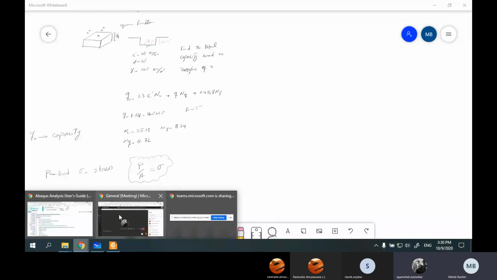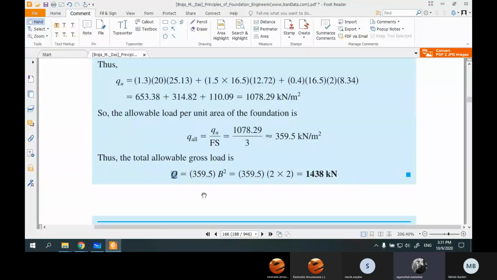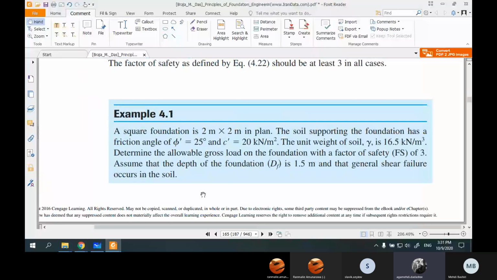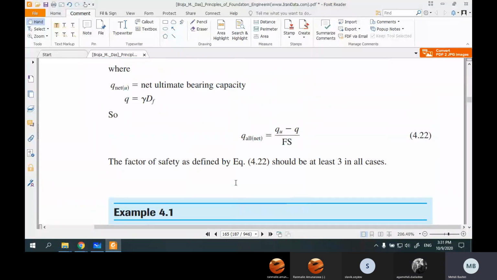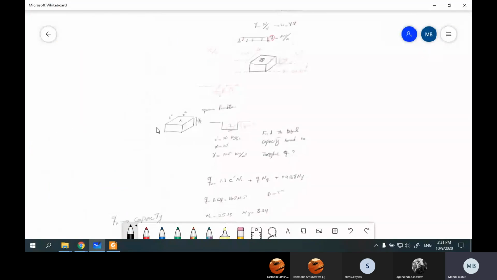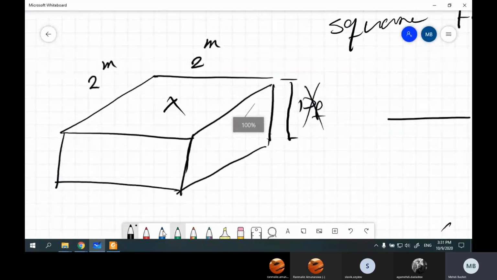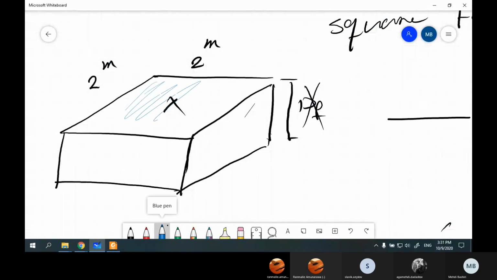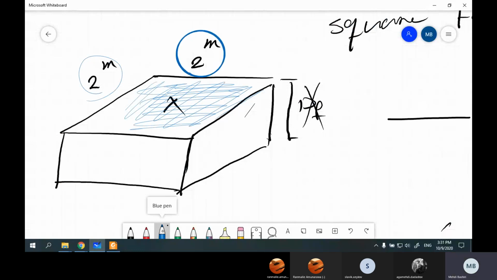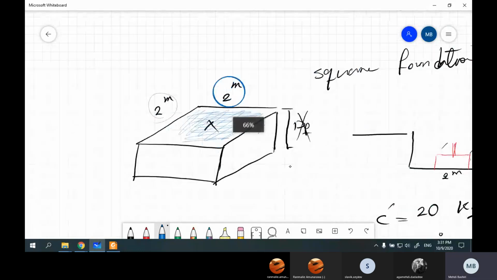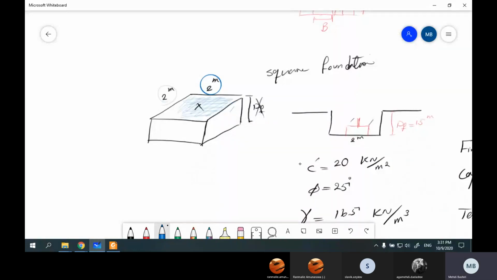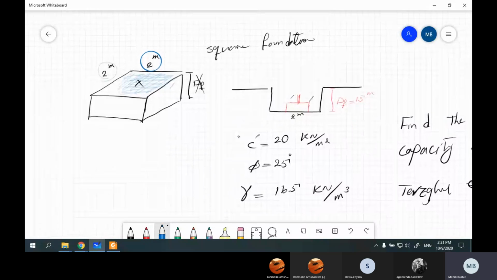Teacher, for finding the area, we have to take only B. We don't look at the D_f, yeah? Yes, it's planar area. Let me show you here. Here you can see this is the area, 2.2, this is a square. As I said, D is something else. You just need D to find the weight of the soil above the foundation.